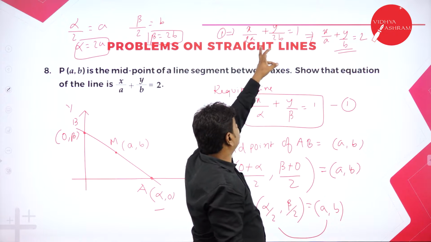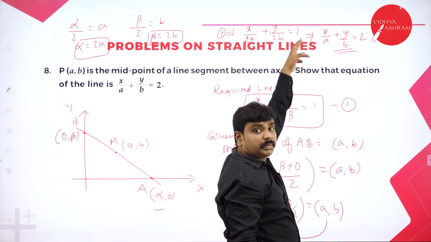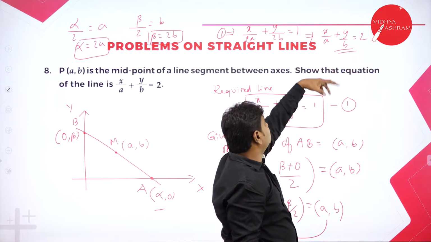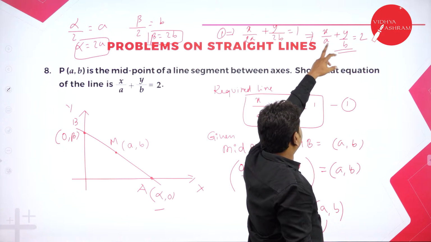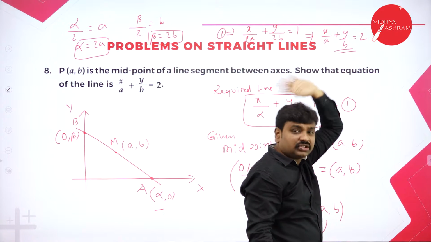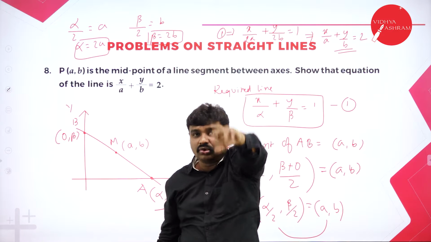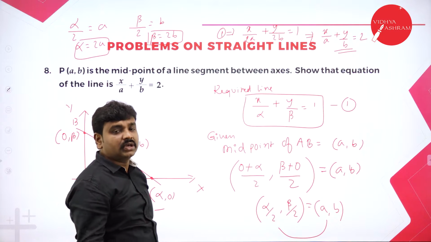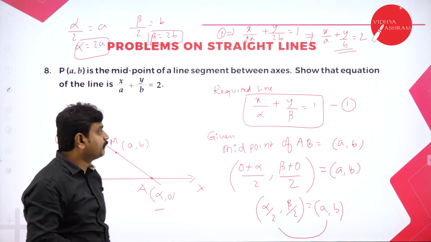So I'll get x by 2a plus y by 2b equal to 1. Multiply 2 on both sides. When I multiply 2 on both sides, then 2 cancels, 2 cancels, and 2 into 1 is 2. So x by a plus y by b equal to 2 will be the final answer. Hope all of you understood this.